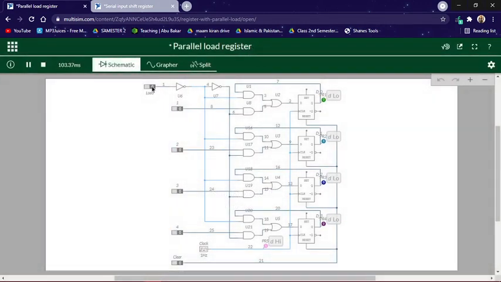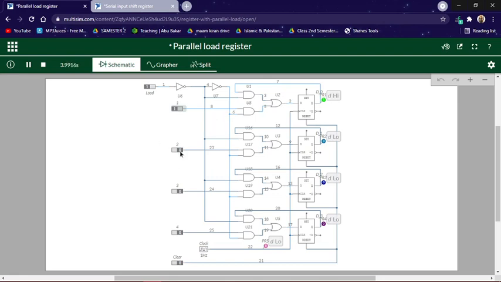Now we have load 1, and we also have a clock here. The clock will go high and low at some time. Now load is 1, and the first input is also 1. When the clock is low and then becomes high, our first output is 1. The first output of the D flip-flop is high.